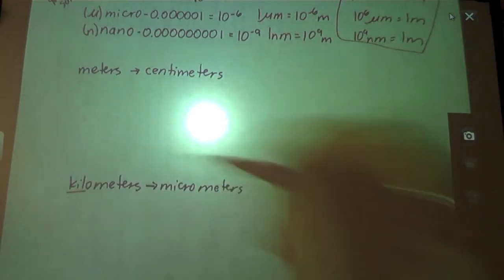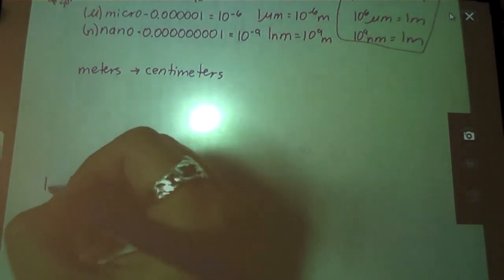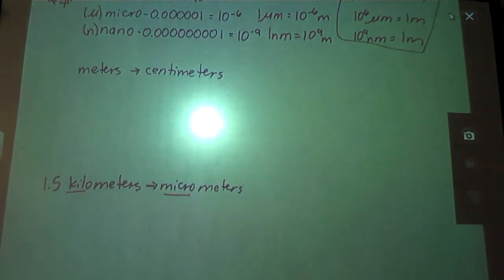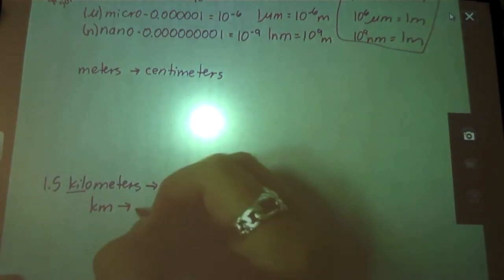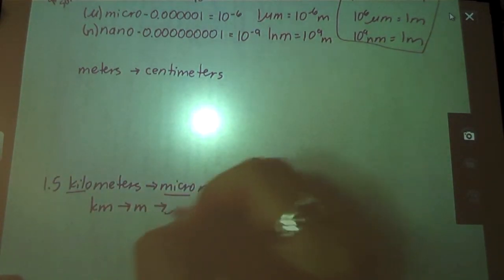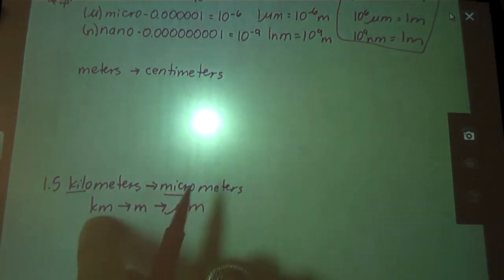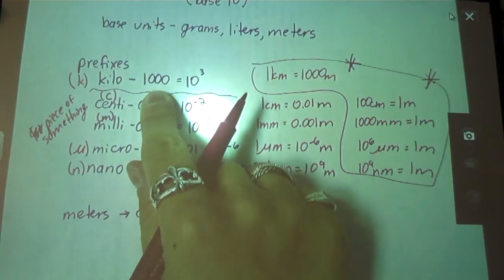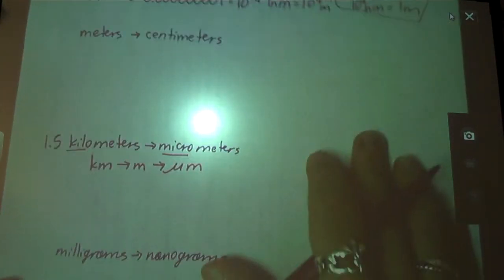If ever you're going from prefix to prefix, it is best to always go through that base unit. In this case, our base unit is meters, so I'm going to go from kilometers to meters, then on to micrometers. So there's my little map. I know from my chart up here that there are 1,000 meters in 1 kilometer.